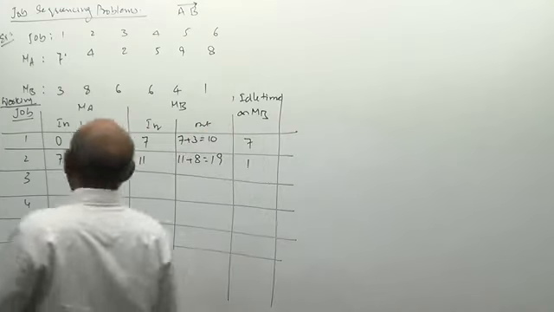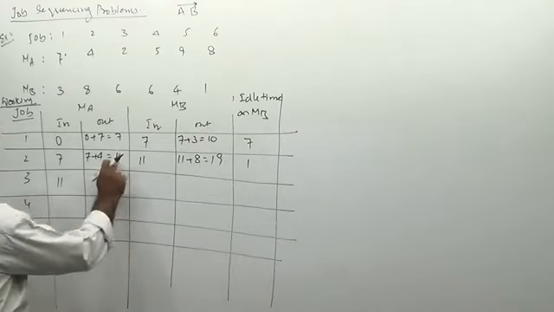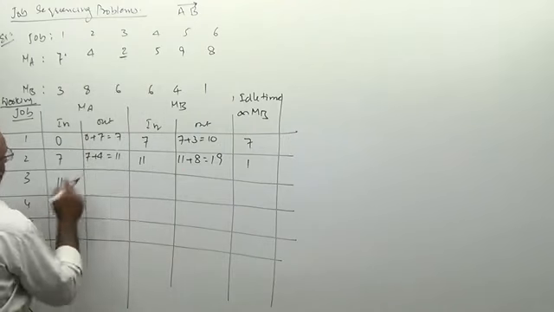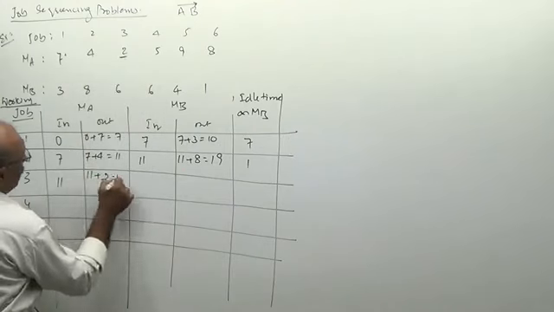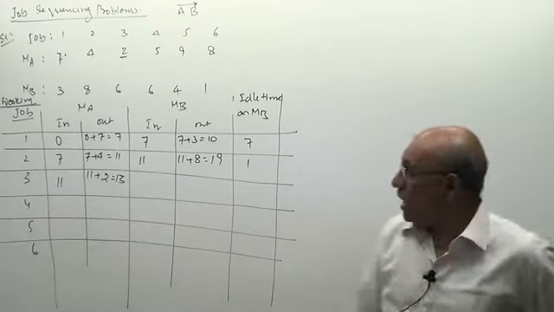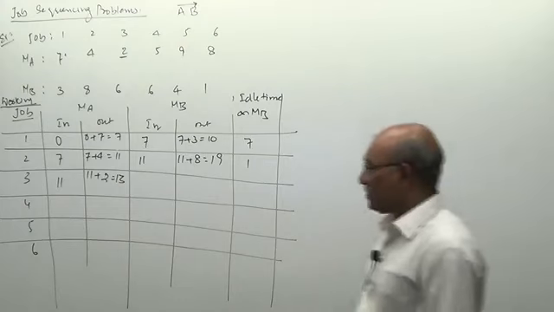Job number 3. At what time can job number 3 enter into machine A? End of the 11th hour. How many hours will it take, sir? 2 hours it will take. 11 plus 2, 13. So at the end of the 13th hour, it is coming out from the first machine.